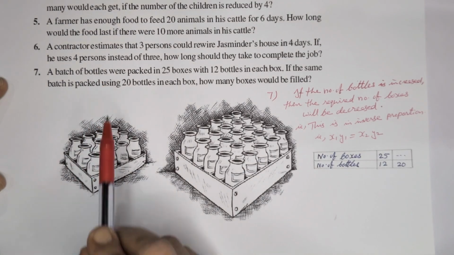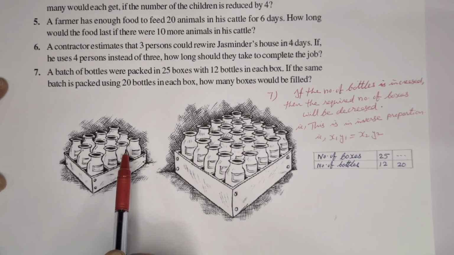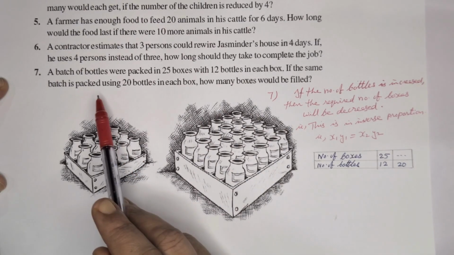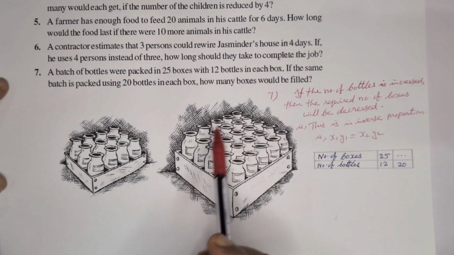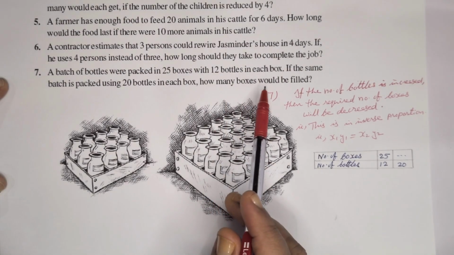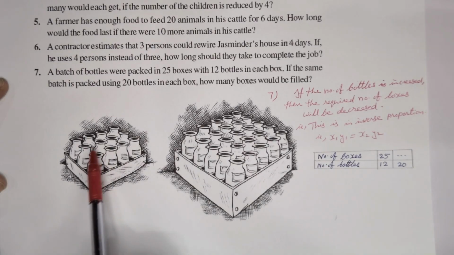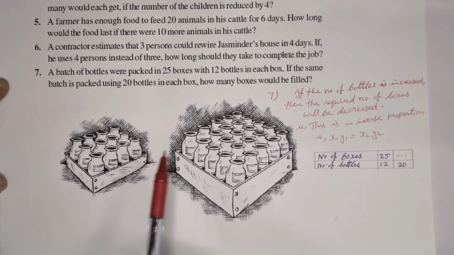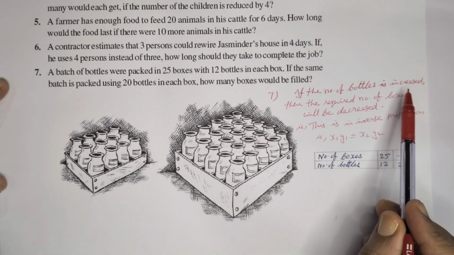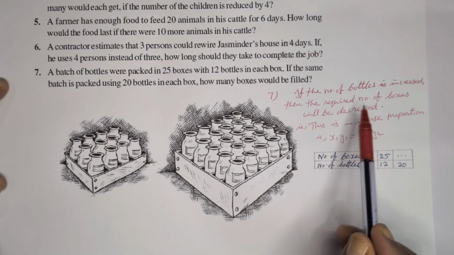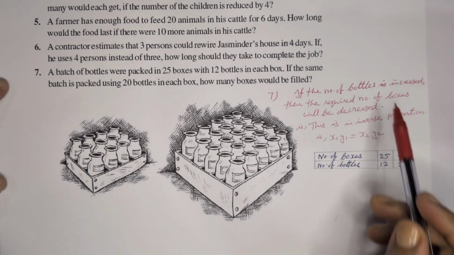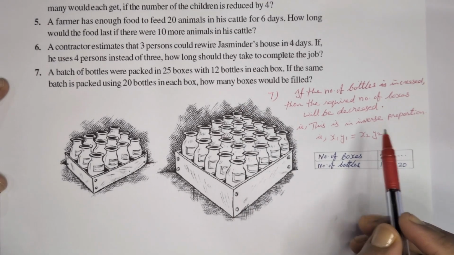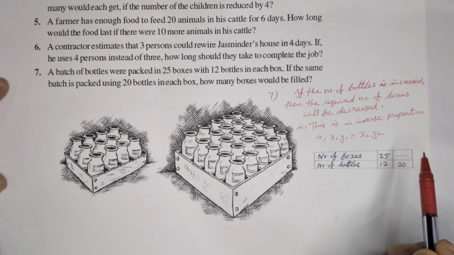Seventh question. A batch of bottles were packed in 25 boxes with 12 bottles in each box. If the same batch is packed using 20 bottles in each box, how many boxes would be filled? So here more bottles in the box, then less number of boxes required. If the number of bottles is increased in the box, then the required number of boxes will be decreased. One is increasing, the other one is decreasing, which means this is in inverse proportion. That means x1 y1 is equal to x2 y2.